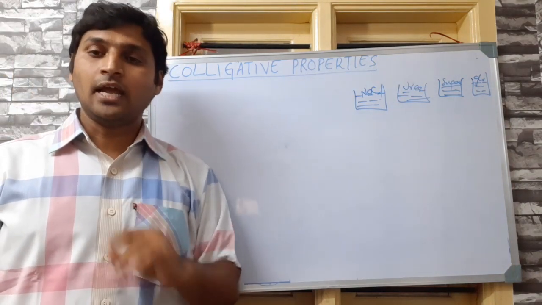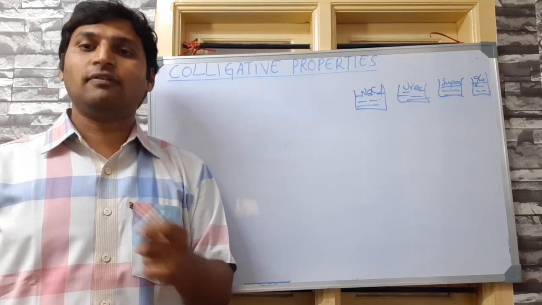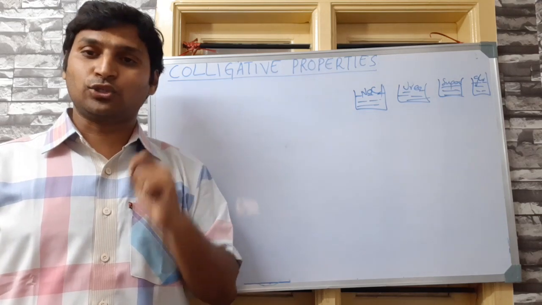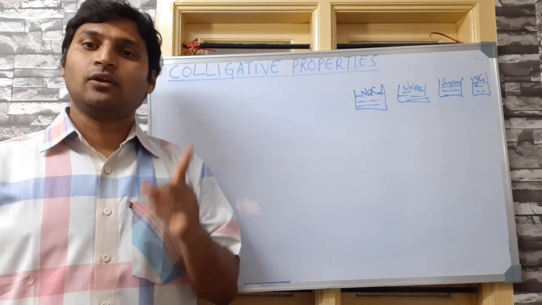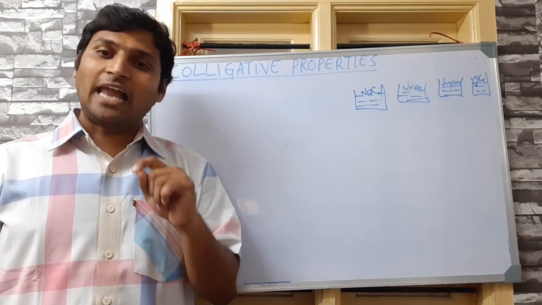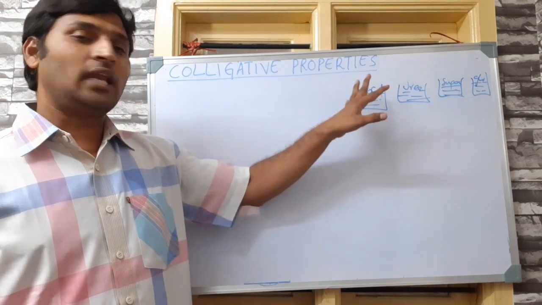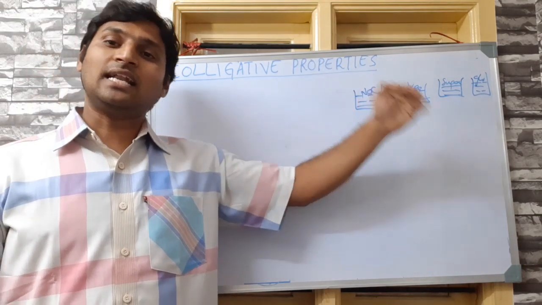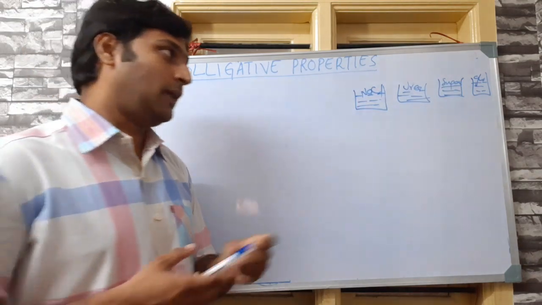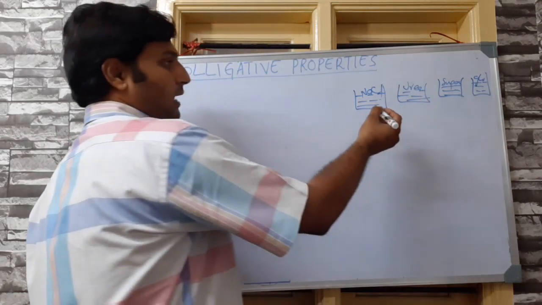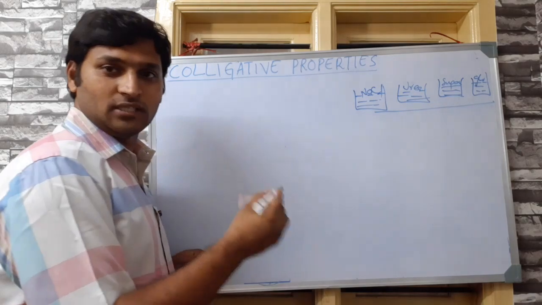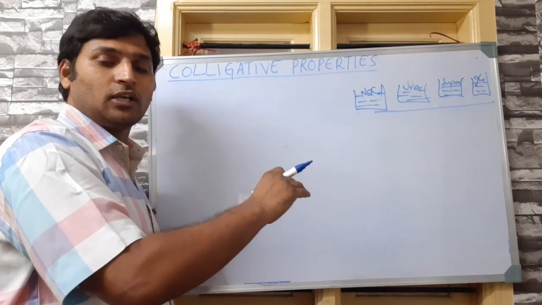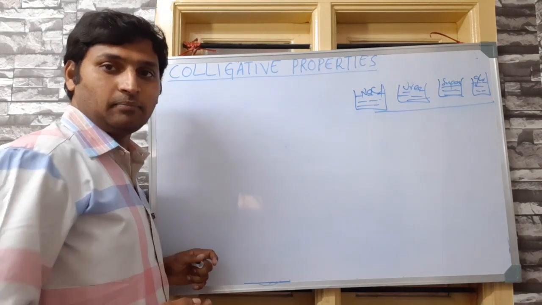Simple. So any property of dilute solutions of a non-volatile solute in which the value of the property depends only on the number of particles, not on the nature. Means, say the number of particles or the concentration of all these four solutions is same, then the value of that particular colligative property also will be same.